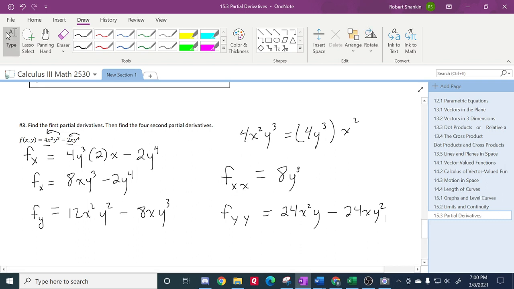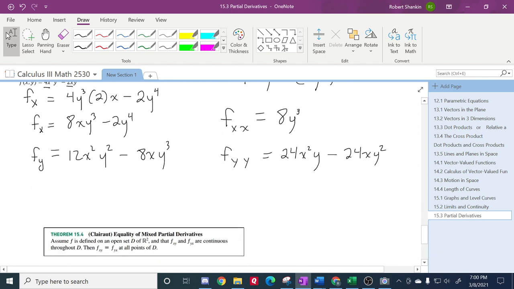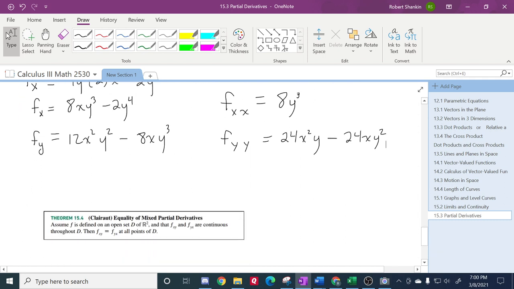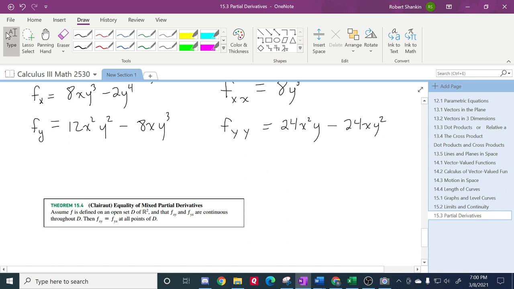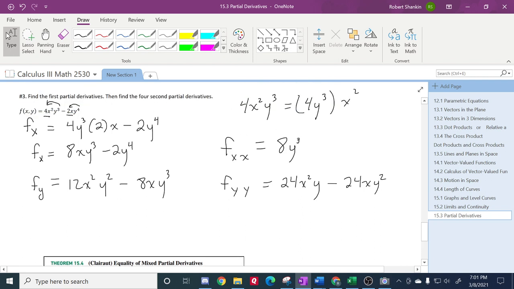Alright, now, it says find 4 second partials. We only found 2. The other partials are when you do 1x and 1y. Before we do that, though, let's look at this theorem. The theorem says that the 2 mixed partials will always be equal to one another, as long as you're having continuous functions that you're working with. And let's check that theorem out.